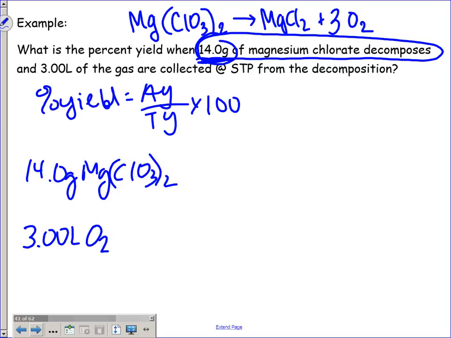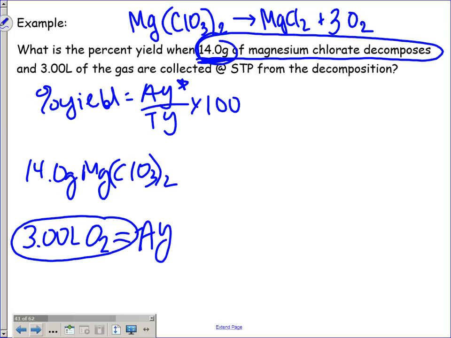Okay, so what is so important about this right here in terms of percent yield? What do you think that is? That's the actual yield. They're actually saying this person collected in the lab 3 liters of oxygen gas. Label that actual yield so that you remember it's going to go up here when we get there. So check, we have half the problem solved. What are we still looking for then? Theoretical yield of what?